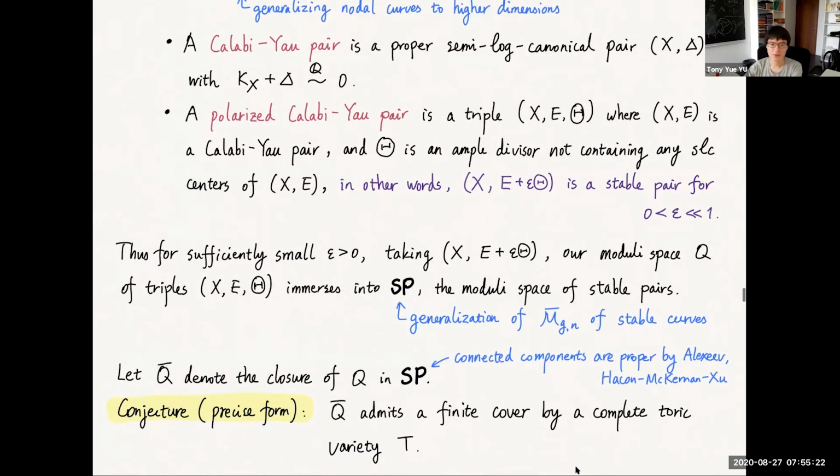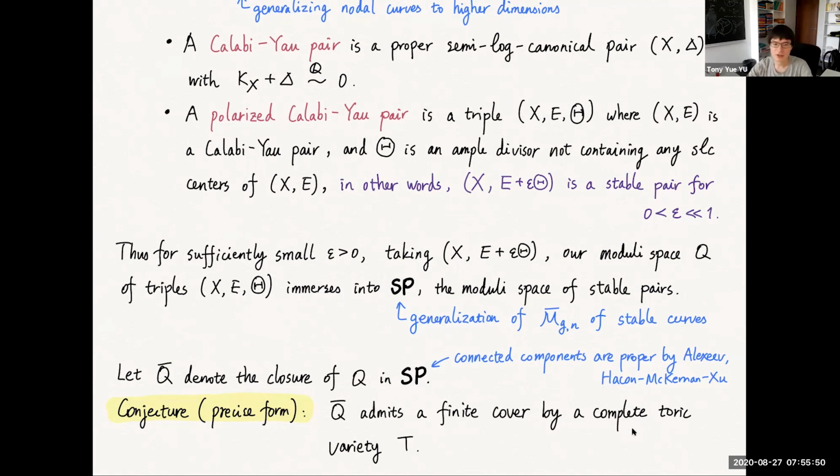And now we can state the precise form of our conjecture, which says that if we consider the closure of our moduli space Q in this moduli space of stable pairs SP, then it admits a finite cover by a complete toric variety T. And let me stop here for today.